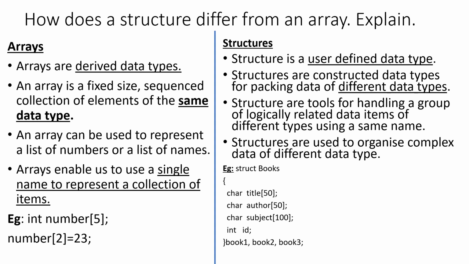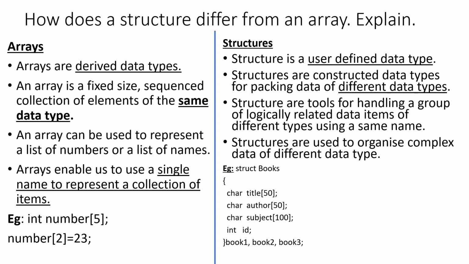Here I have given an example of an integer array of size 5, and here we are accessing the third value. The first index number will have the first value, the second index number will have the second value, and the third will have the third item which is placed in the array.